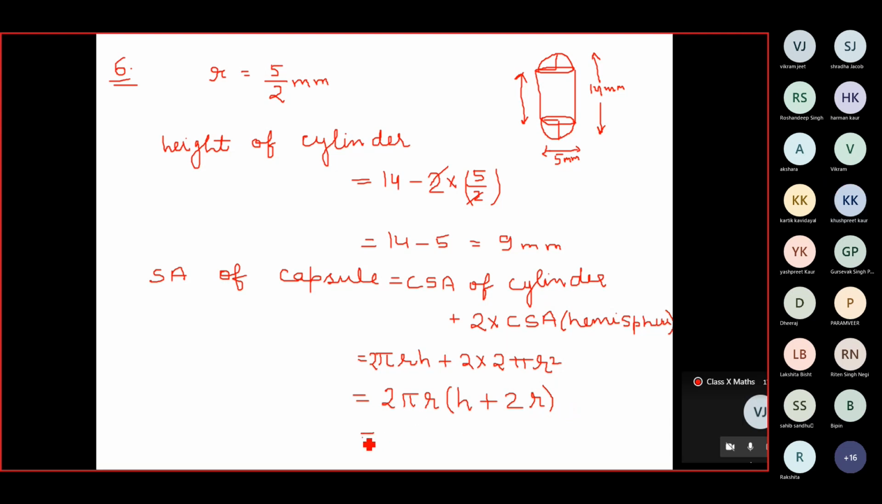Now what? 2 pi, that is 22 by 7. r is 5 by 2. And h, the height of the cylinder, is 9 millimeter. Plus 2 into r, that is 5 by 2. So 2 and 2 will get cancelled out. So 9 plus 5, again 14, it will become.